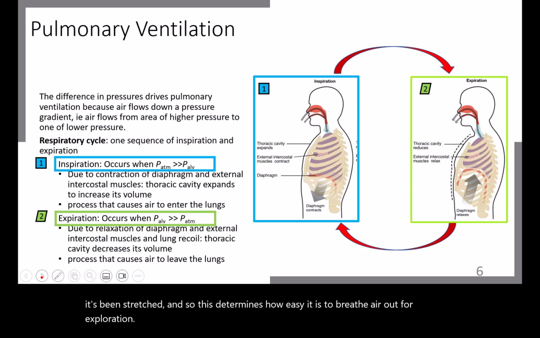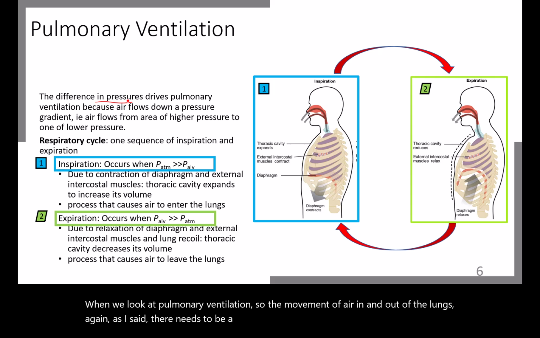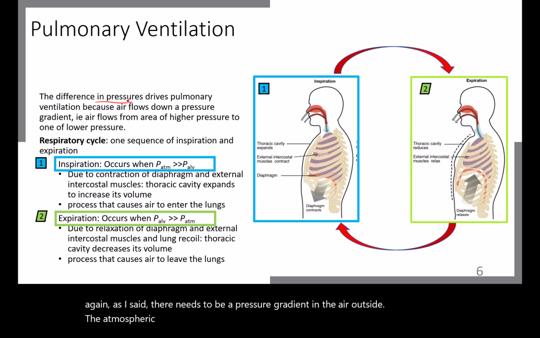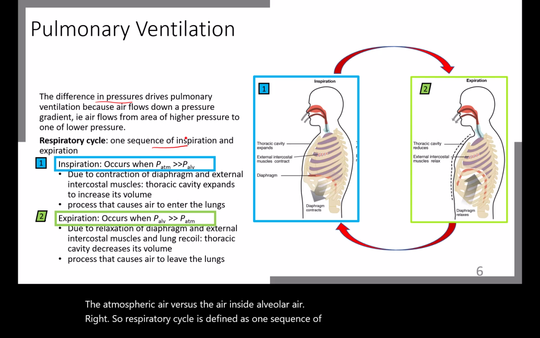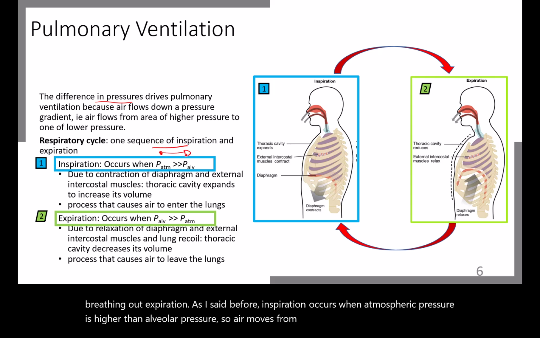When we look at pulmonary ventilation, the movement of air in and out of the lungs, again, as I said, there needs to be a pressure gradient between the atmospheric air and the alveolar air, right? So a respiratory cycle is defined as one sequence of breathing in, inspiration, and breathing out, expiration. As I said before, inspiration occurs when atmospheric pressure is higher than alveolar pressure, so air moves from outside the lungs to inside the lungs.